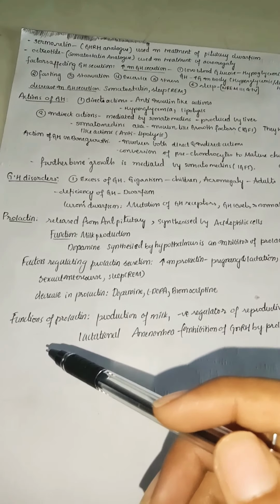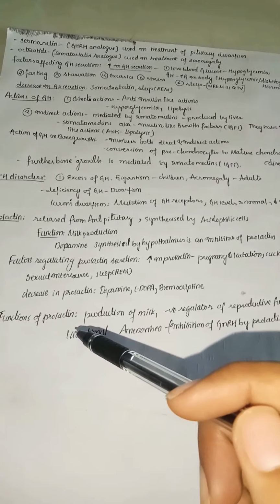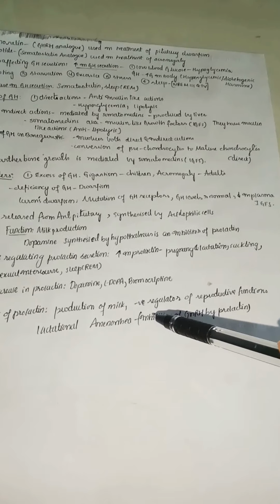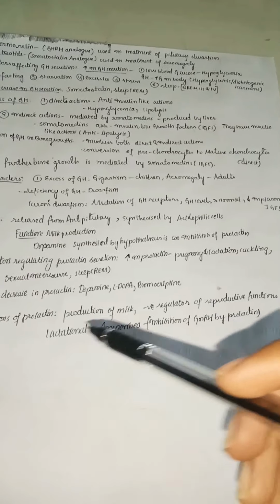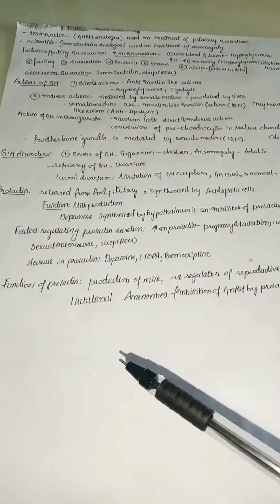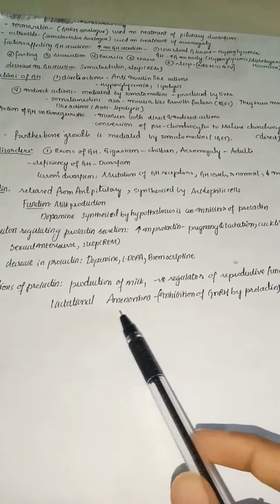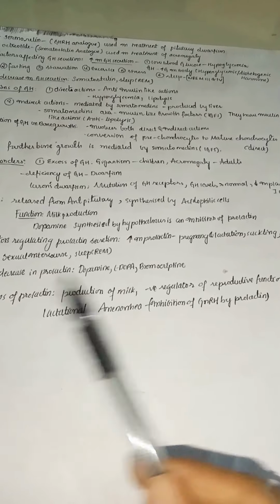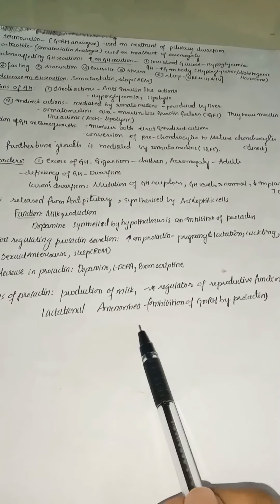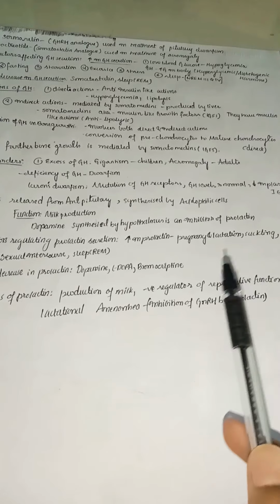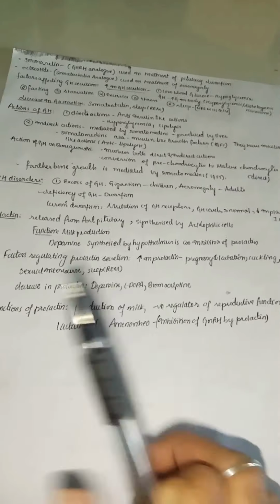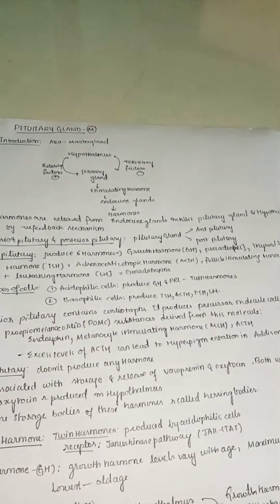Next, let us see the functions of prolactin. The main function is production of milk, and it is also a negative regulator of reproductive function. It may lead to lactational amenorrhea: whenever a mother is in the lactation phase, it acts like contraception, where there is amenorrhea and reproductive functions are blocked. This negative regulation is mainly by prolactin inhibiting gonadotropin-releasing hormone, which is the reason why there is amenorrhea. So this is all about our pituitary gland.